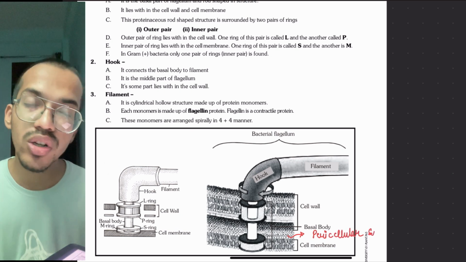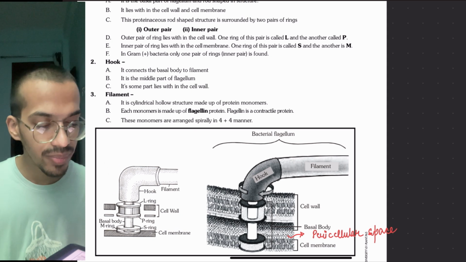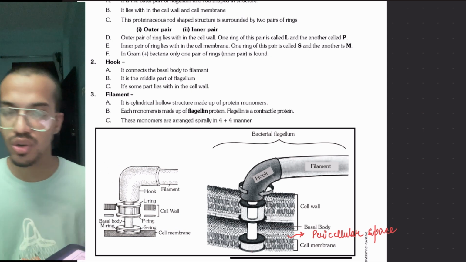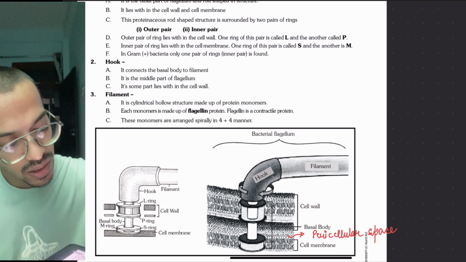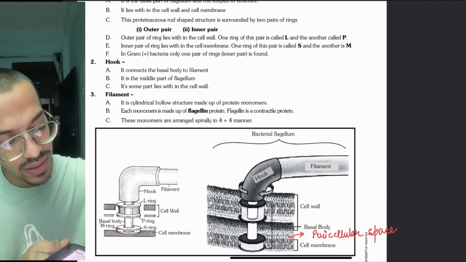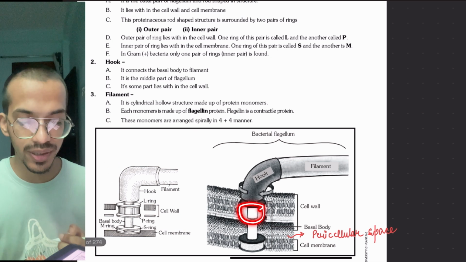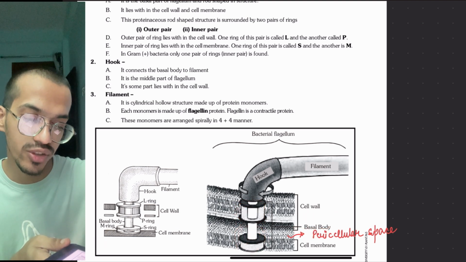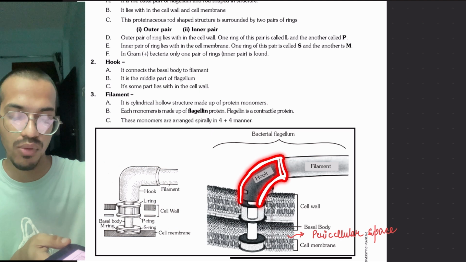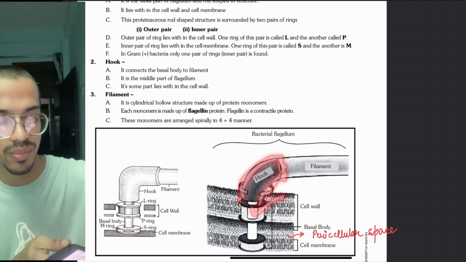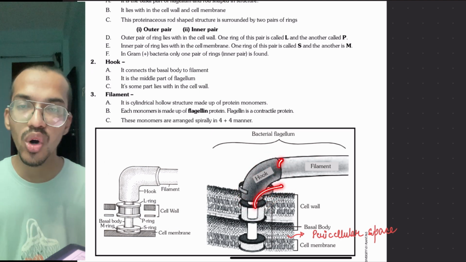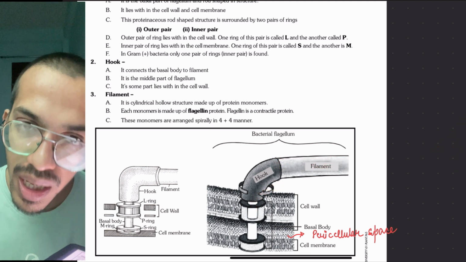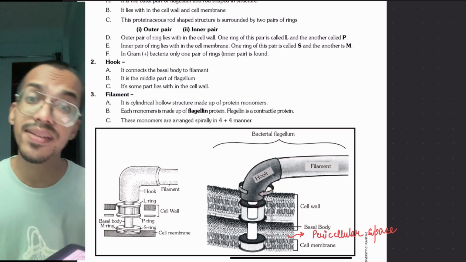So what is happening in your cell membrane? The cell membrane and the cell wall have the basal part of it. If you see over here, this area and this area together is the basal part. Then comes this hook-like structure, which is protruding out. It joins the basal part in the cell wall and comes out, and from here the flagellum comes out. This is the flagellum or the filament. So the flagellum has three parts: the basal part, a hook, and a filament.